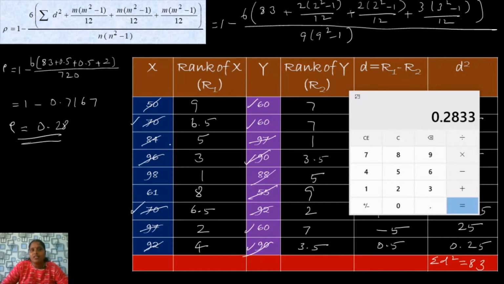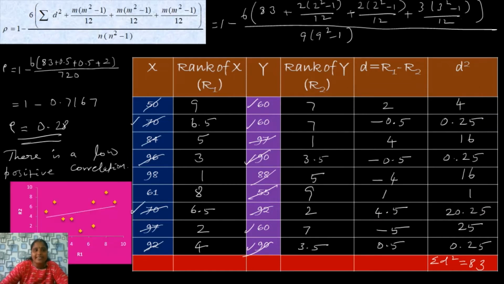So the rank correlation coefficient between the two variables x and y, that we have calculated, is 0.28. Based on this value, our interpretation is that there is a low positive correlation between the two variables. So there exists a low positive correlation between the two variables x and y.